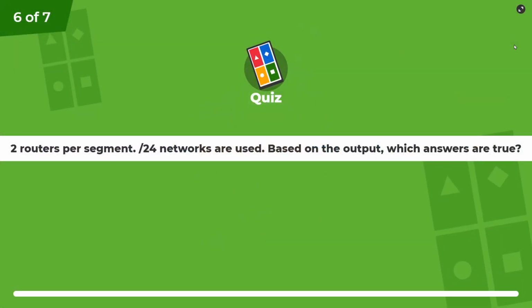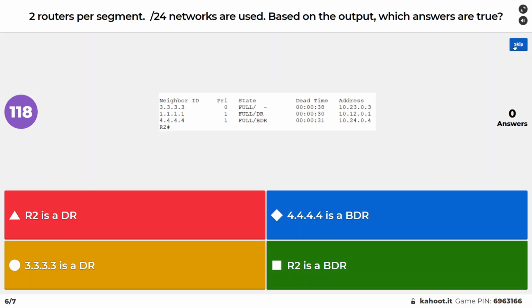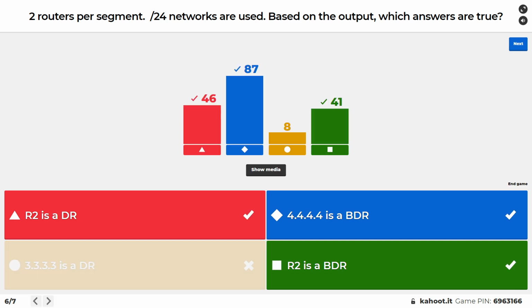Here's your question. Question 6 of 7. You have 2 routers on this network segment. We're using /24 networks. And based on the output, which answers are true? Okay, wow, that's pretty good answers. We have a lot of people on blue. That's awesome. And let's just take a quick look at the output.